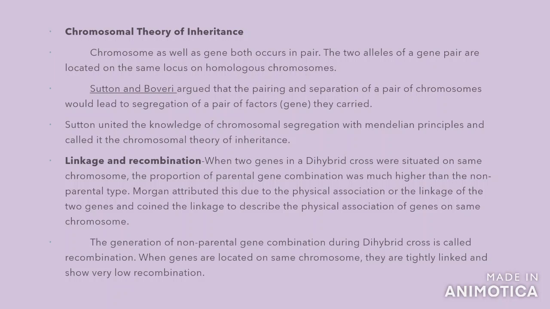Linkage and recombination. When two genes in a dihybrid cross were situated on the same chromosome, the proportion of parental gene combinations was much higher than the non-parental type. Morgan attributed this to the physical association, or linkage, of the two genes, and coined the term linkage to describe the physical association of genes on the same chromosome. The generation of non-parental gene combinations during a dihybrid cross is called recombination. When genes are located on the same chromosome, they are tightly linked, so there is very low recombination.